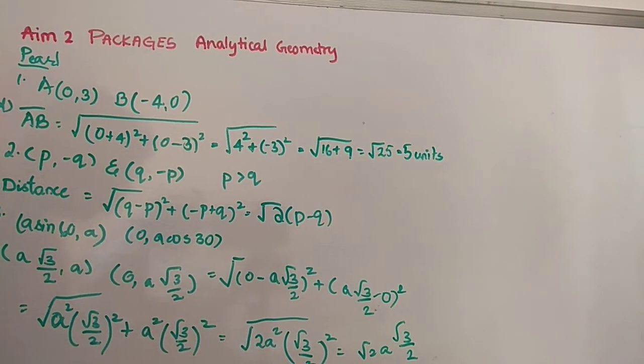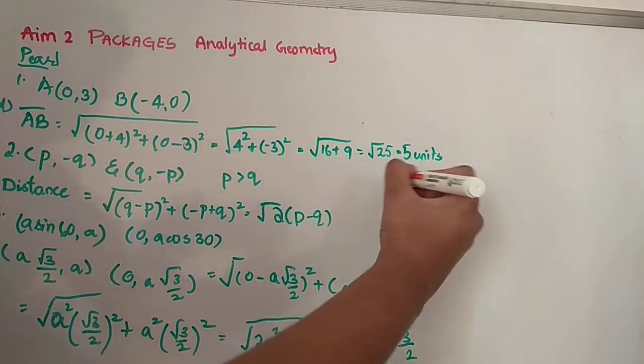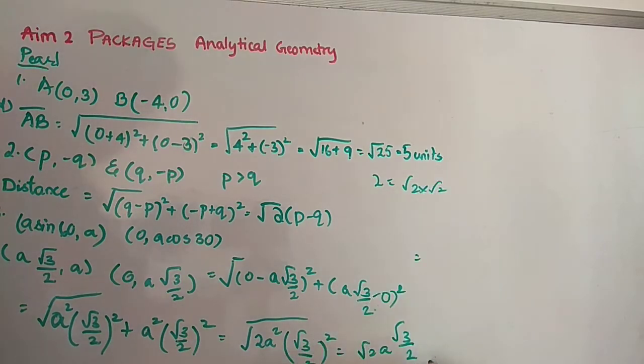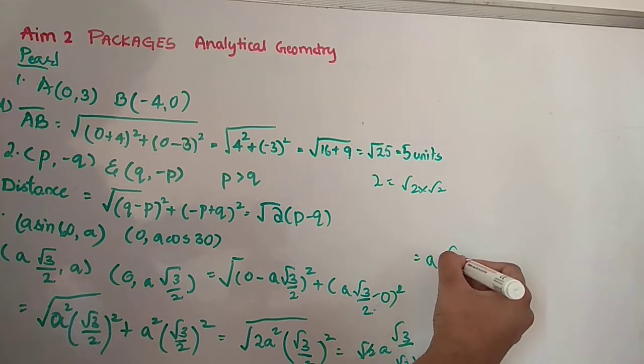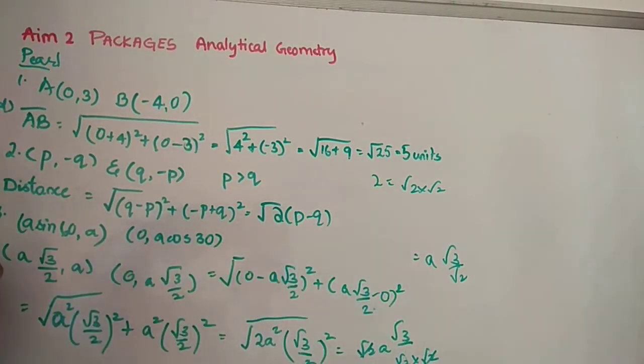So next what we have to do, we will see here. After that, root 2 and root 2 we will cancel. So now what is 2 actually? 2 means root 2 into root 2 is 2. So if I write this as root 2 into root 2, then 1 root 2 will get cancelled. Right. So the answer is going to be A, 3 root 3 by 2 root 2. Okay, and the option is A for the third one.